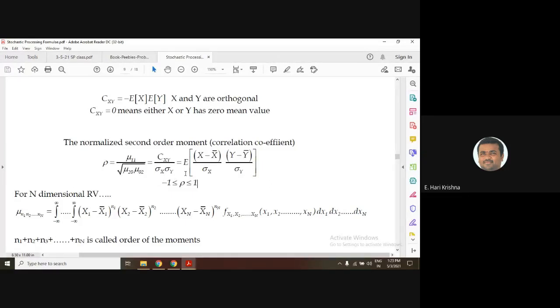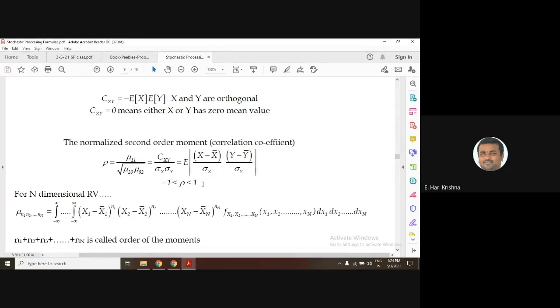Sigma x square is the variance of the x random variable. Sigma y square is the variance of the y random variable. Sigma x and sigma y are the standard deviations. The same thing is further expanded: rho is equal to expectation of x minus x bar, y minus y bar, divided by sigma x and sigma y.